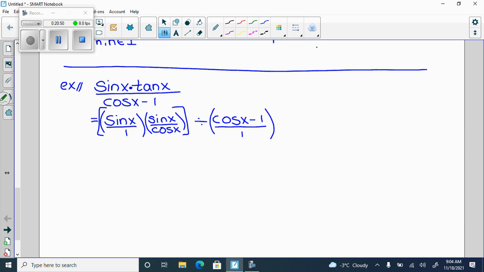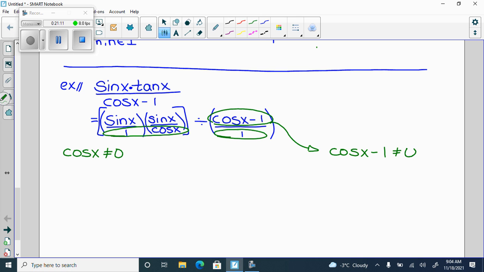All right. So, we agreed that when it's a fraction divided by a fraction, we state non-permissible values for this denominator and this numerator. What's our denominator on this side? Cos x. So we have to state where cos x can't equal 0 for this one. And then for this one, what do we have to do? Cos x minus 1 can't equal 0, so where cos x can't equal 1.